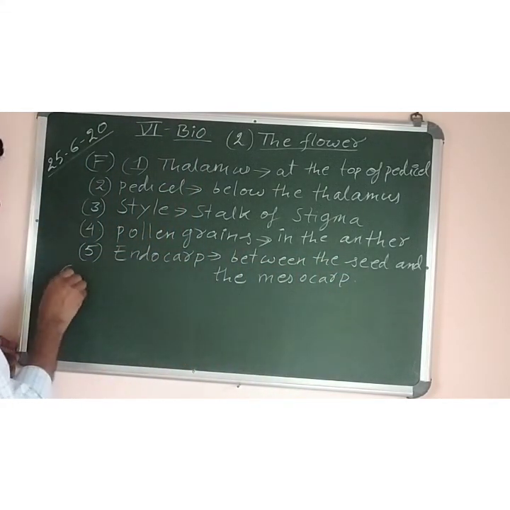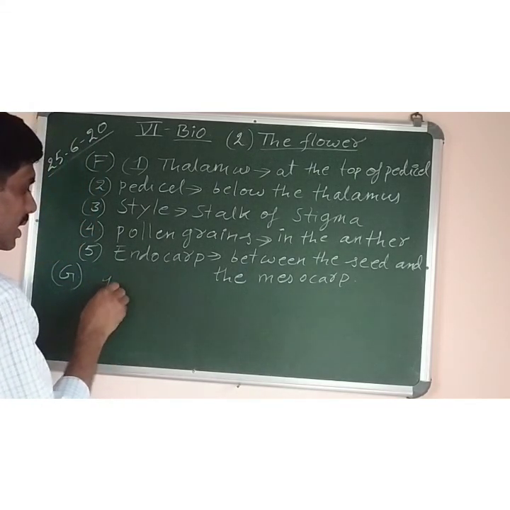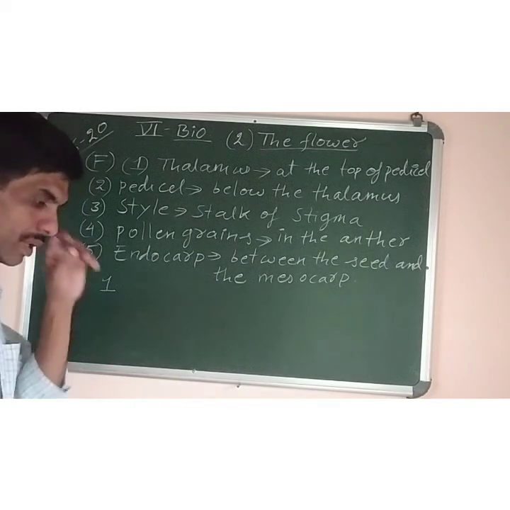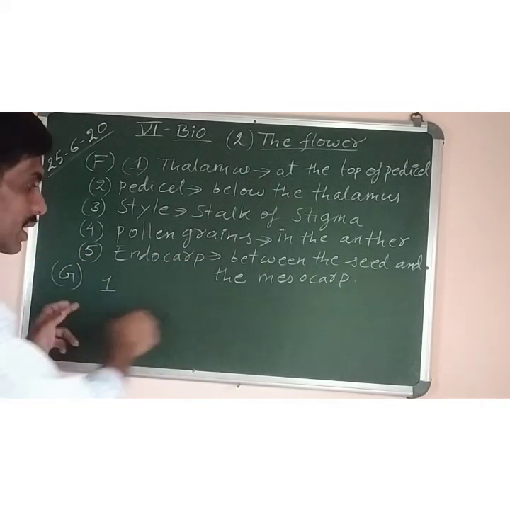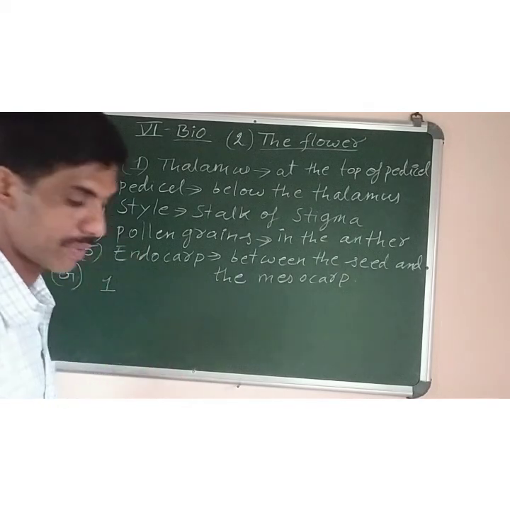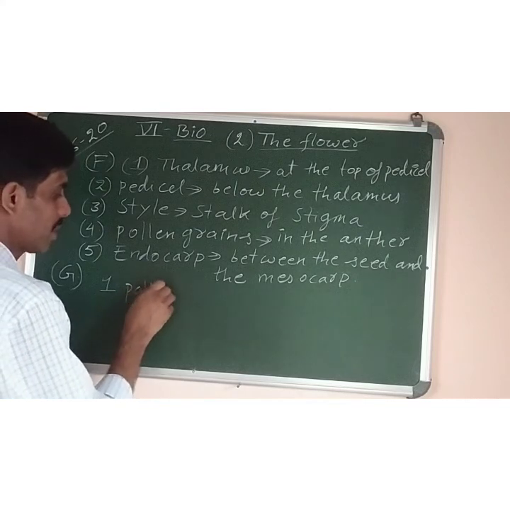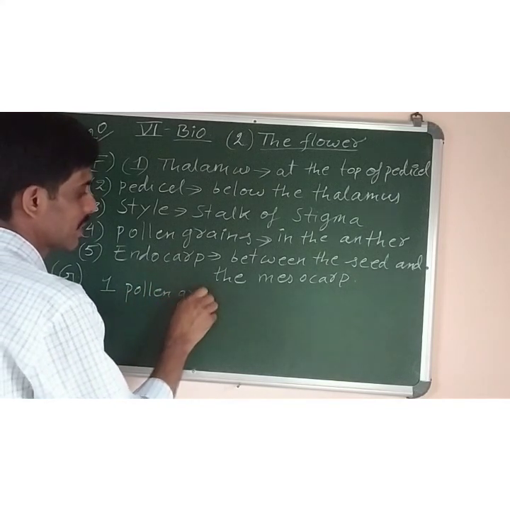Now question number G is there, that is match the following type question. I will just write the answer. While writing match the following, write straight answer. Don't draw crisscross lines, otherwise it will create confusion. Number 1 is pollen grains. So you write like this: number 1, pollen grains.